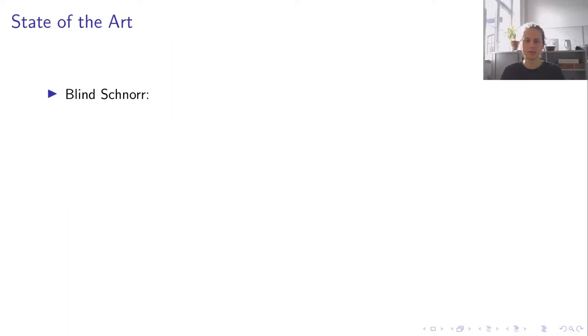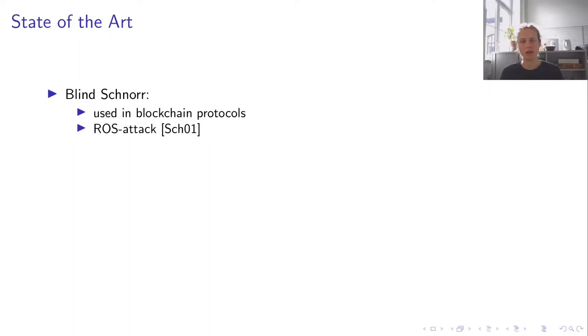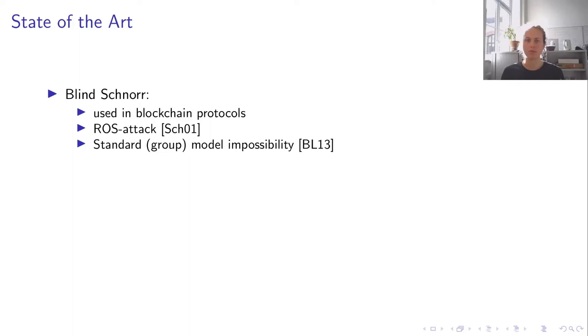In this work, we consider two blind signature schemes. The first one are blind Schnorr signatures. Blind Schnorr signatures are used currently in blockchain protocols that use Schnorr signatures as their underlying scheme. The blind Schnorr signatures are vulnerable to something called the ROS attack, which you can apply when there are many open signing sessions at the same time. And then you can linearly combine hash queries together to generate a one more forgery. We also know that in the standard group model, but with only the random Oracle model, you cannot provide a proof of security for blind Schnorr signatures using the standard forking technique.